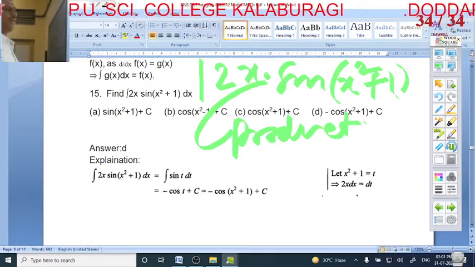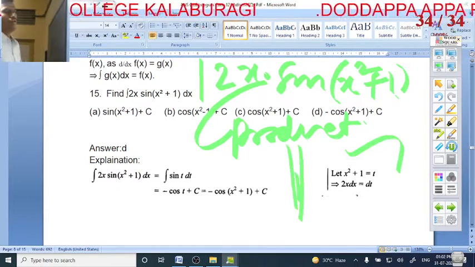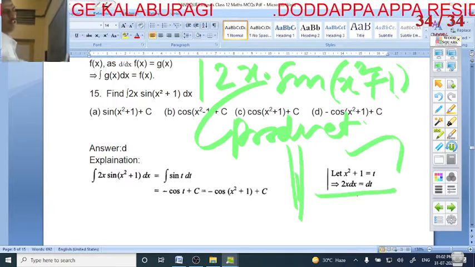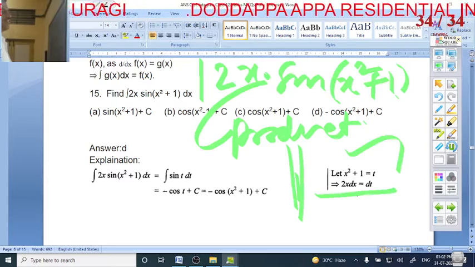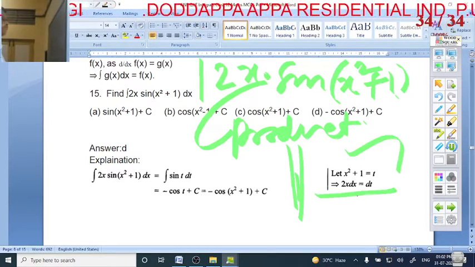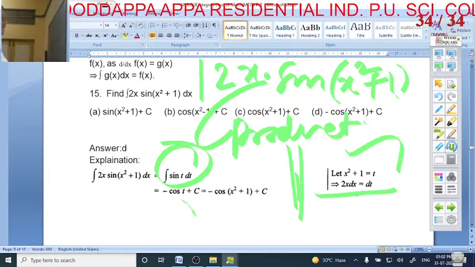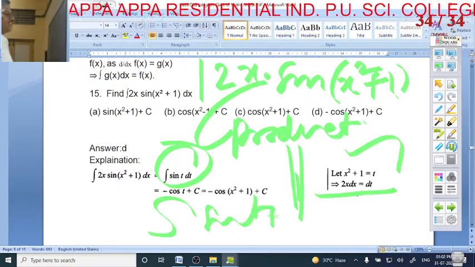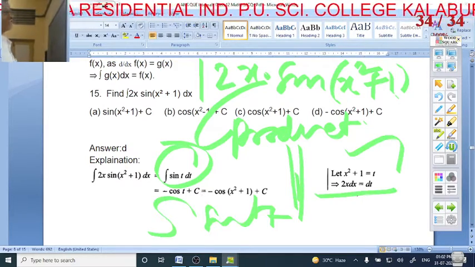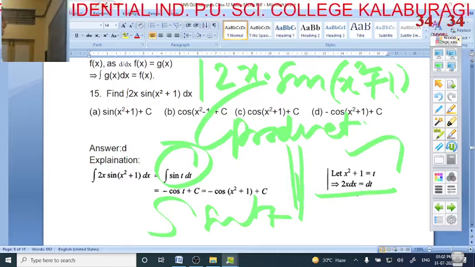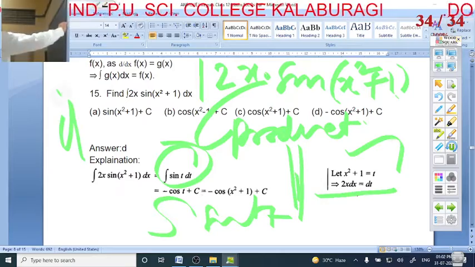If we substitute x square plus 1 equal to t, then 2x dx is equal to dt. So we need the value of 2x dx here, and it becomes dt. Simply, a standard form: the integration of sin t dt, and the integration of sin t is minus cos t plus c, where t is equal to x square plus 1 as assumed. The answer is option D, the fourth option, which is correct.